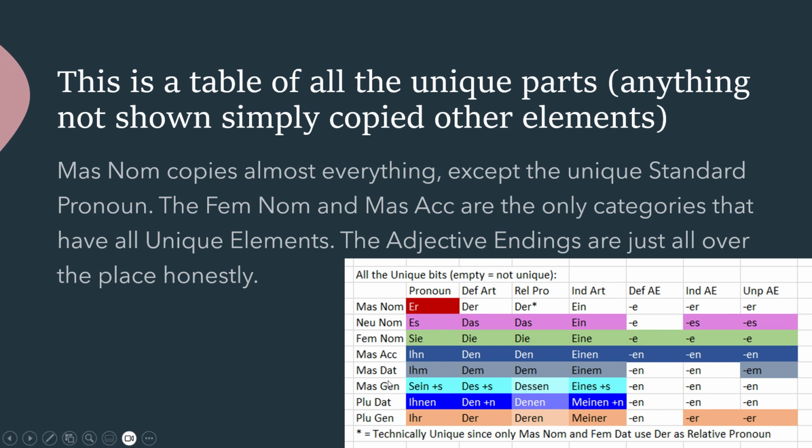Oh yeah, and as you can see here, the feminine nominative and masculine accusative are wholly unique. They do not have any inconsistencies whatsoever. They're completely what you would expect. The neuter nominative is almost exactly what you would expect, except the definite adjective ending, which they take from somewhere else. The rest of everything else is fairly inconsistent. I guess the same could be said for the plural genitive, which is taking the definite adjective ending from the masculine accusative. But everything else is taking many, many elements from somewhere else.